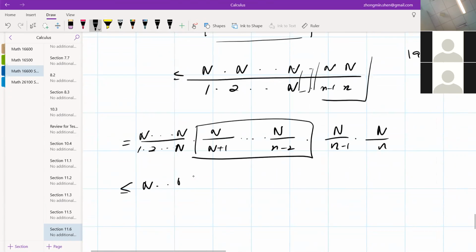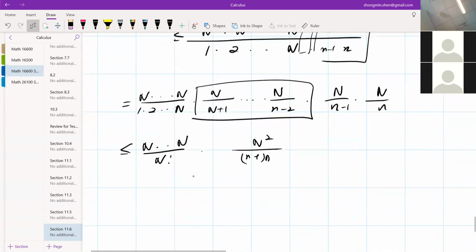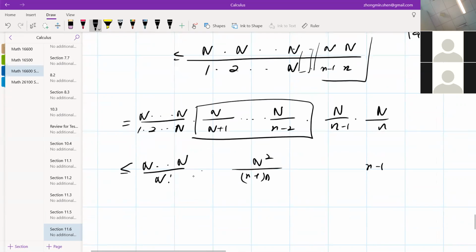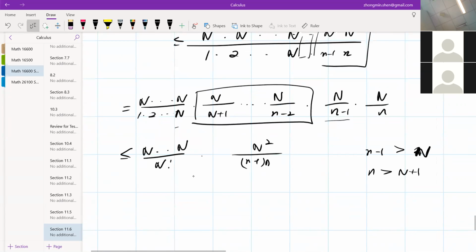So this is going to be capital N, and this is n factorial. And then I have n squared, n minus 1 times n, right? Then as long as n minus 1 is greater than or equal to 2, capital N, because I want to make sure this is larger than that, right? Then some terms in the middle. So n is greater than or equal to capital N plus 1. Or greater than or equal to capital N plus 2 squared.